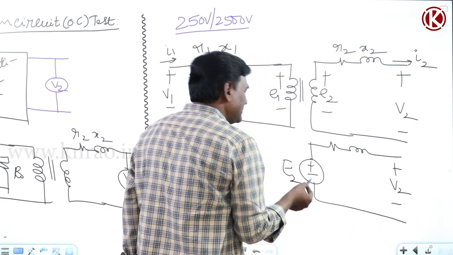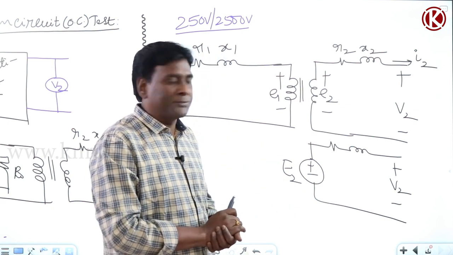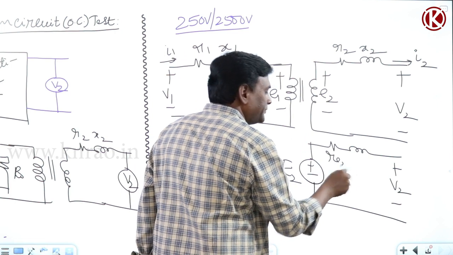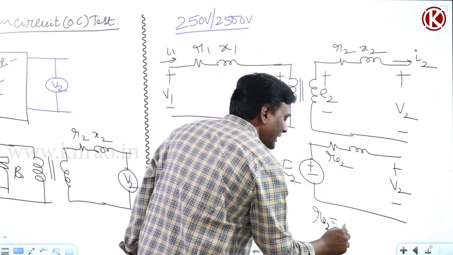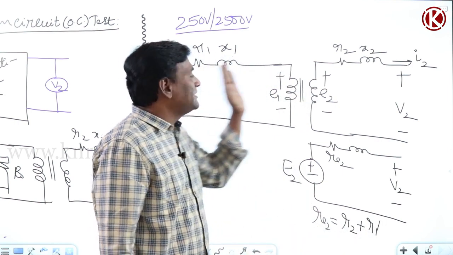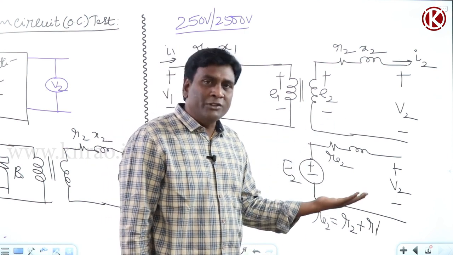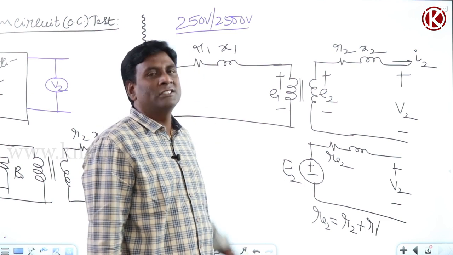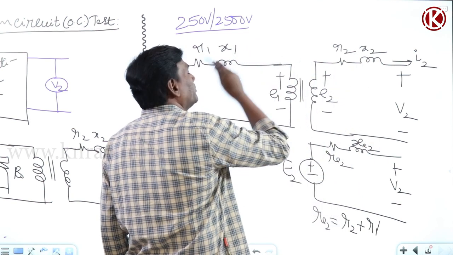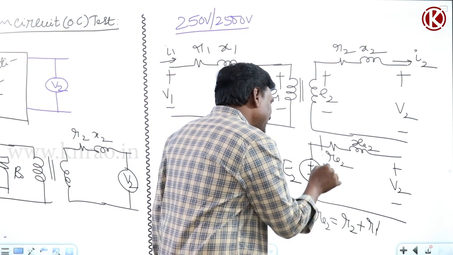Of course ideally it is not E2, but we can consider it as E2 because most of the books are following. Okay, let us keep it as E2. Now RE2, I'm keeping it as R2 plus R1 dash. You know how to transform the impedance from this side to this side, N2 by N1 square. We know how to transform LV to HV and HV to LV. This is more than sufficient. Now XE2, this is X2 plus X1 dash, and this is going to be ZE2.